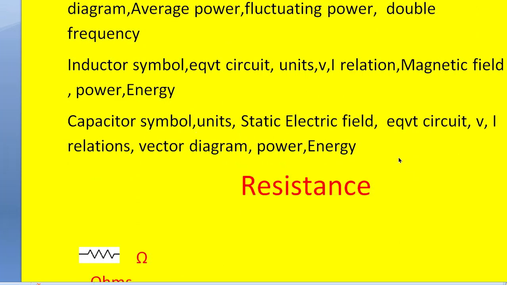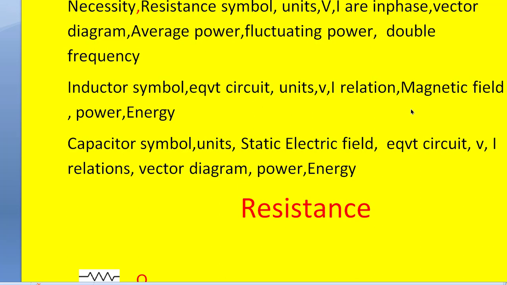So we have seen the vector diagram for inductance, that is voltage leads the current by 90 degrees, whereas in case of capacitance, current leads the voltage by 90 degrees. We also see the average power in a capacitor is 0, and the energy is used to create the electric field in the capacitor, whereas in the inductor, energy or power is used to create the magnetic field.